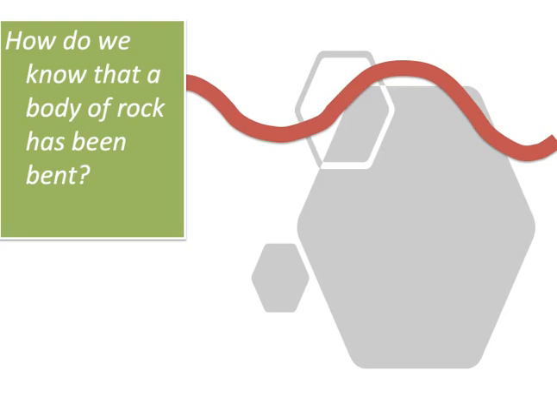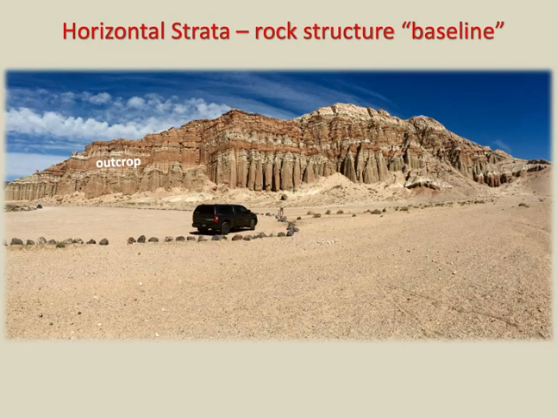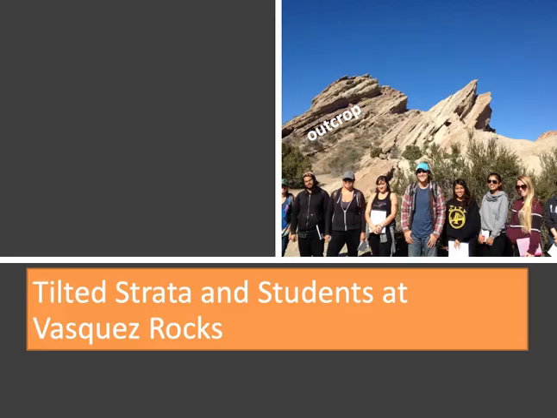How do we know that a body of rock has been bent? Well, let's start with locations where we can actually see rock above ground. Such localities are called outcrops. Chances are the outcrop will be sedimentary rock, which makes up approximately 75% of all the rock exposed on Earth's surface. As you might recall, sedimentary rock originates in horizontal layers, known as strata. Considering this fact, we can use the horizontal strata of sedimentary rock as our reference, or baseline. If we observe rock that is no longer horizontal, we know that it has been subjected to some degree of deformation.